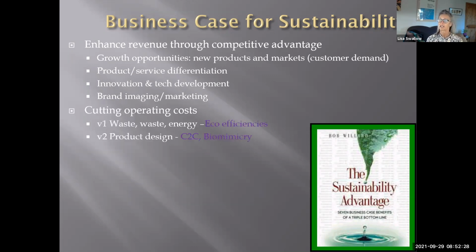Secondly, I'm going to cut operating costs. And V1, version 1, version 2, V1 is sort of the entry level, V2 is when you get more sophisticated. But when you're talking to somebody about why sustainability is good for their business, you have to focus on this: if you use less water or less energy, or you produce less waste, you will save money. Using less resources always saves the business money.